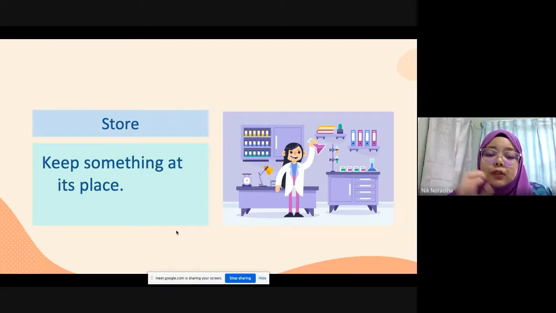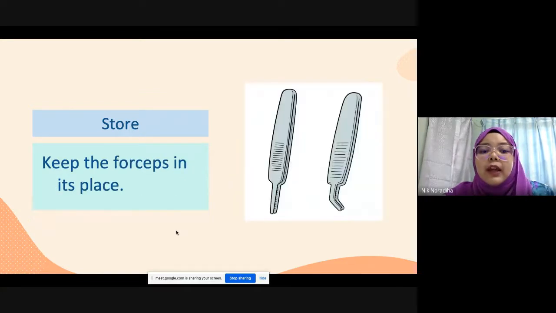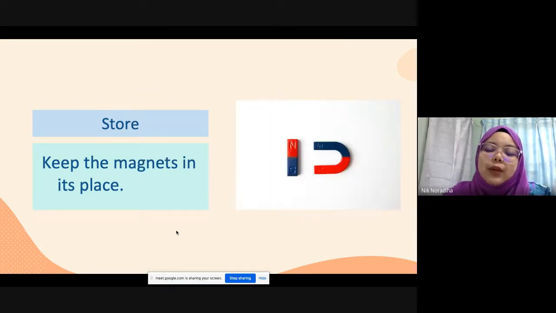Okay, so store means you keep something back at its place, alright? Yesterday we already did this in your activity book. For the magnifying glass, you can store magnifying glasses together by arranging them neatly on the shelf, right? We have to keep the forceps here in its place as well. The magnets we already did in your activity book yesterday.